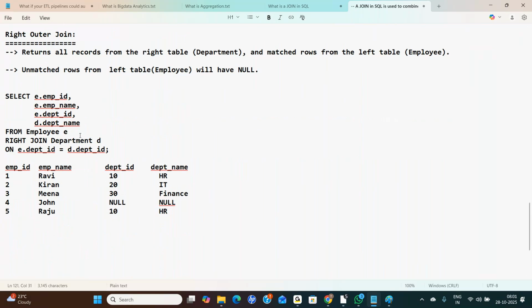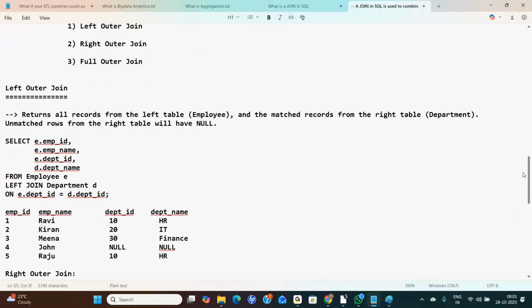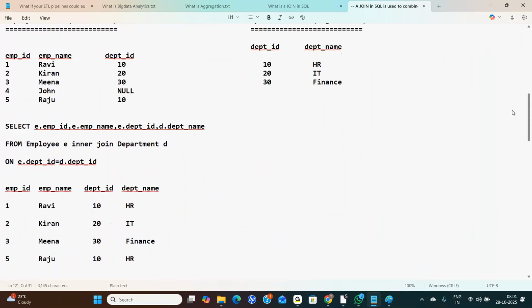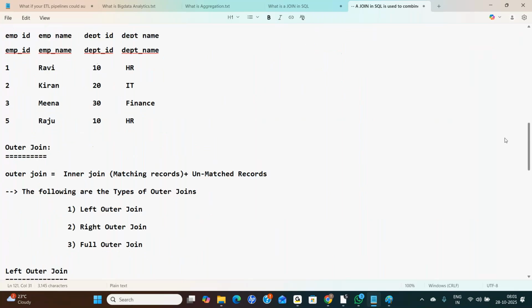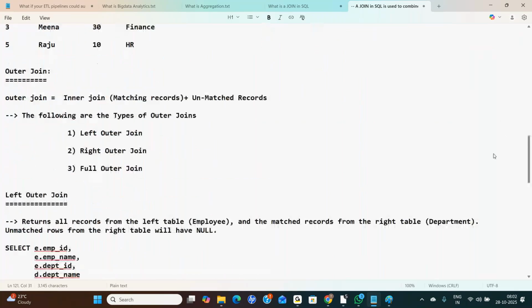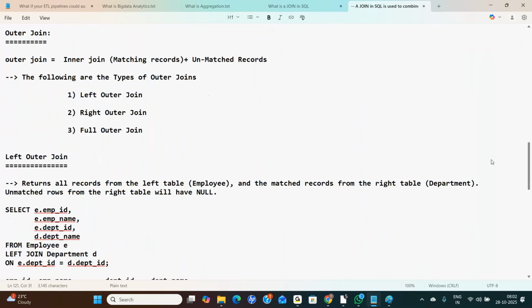Here, matching rows as usual: 10, 20, 30 matching rows. And here, first you observe the department table. In department, only 10, 30. Sir, is the fourth record, John null null, going to be available?